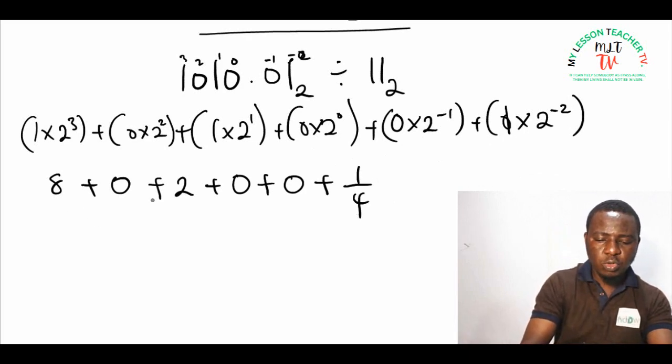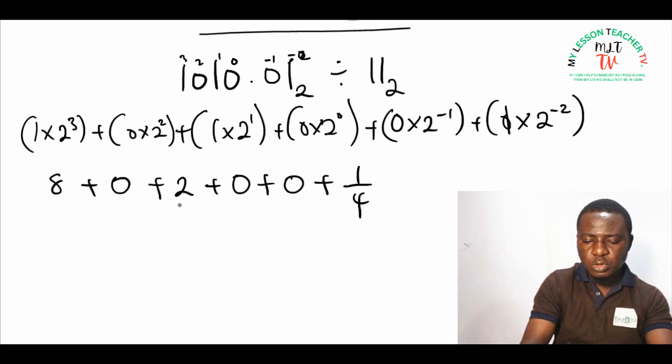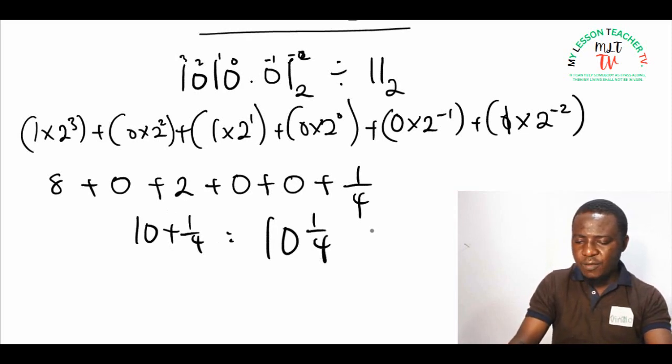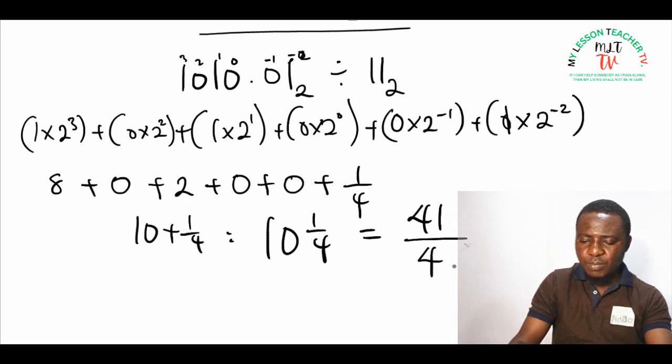So this is equal to 8 plus 2 is 10, plus 1 over 4, which is 10 whole number 1 over 4. And if you should leave that in fraction, this is said to be 41 over 4 as an improper fraction.